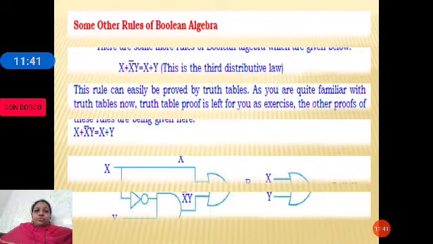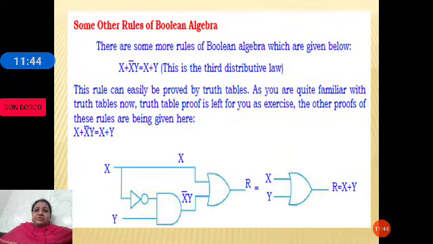We have some other rules of Boolean algebra. I want all of you to write this down and prove it by yourself. That is x plus x complement y is equal to x plus y. This is the third distributive law. Kindly write down this: x plus x bar y is equal to x plus y. Kindly prove this by using the perfect induction method and the truth table method.